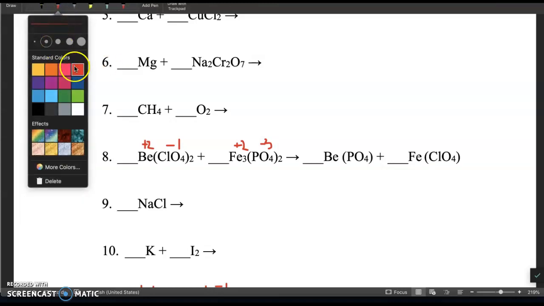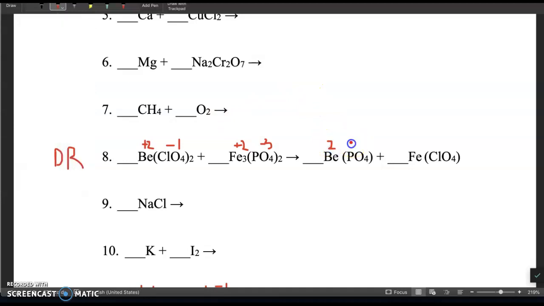So this is really not the best way to do it, right? Beryllium's a 2, phosphate's a 3. Okay, that's from this side. That's what I just decided here. Notice the metal is always written first. Iron is a 2, perchlorate is a 1.